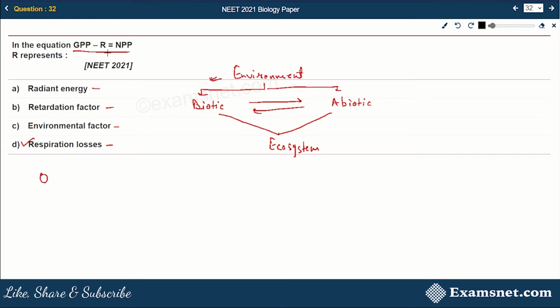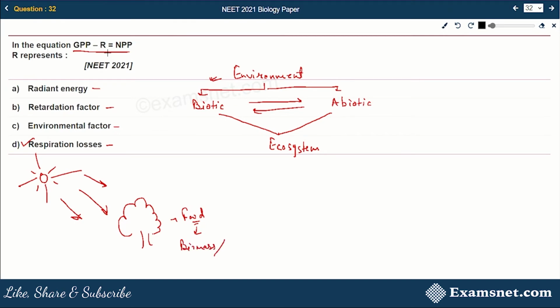Now, the basic requirement for any ecosystem to function and sustain is the constant input of solar energy. Why? Because plants use solar energy to produce food through the process known as photosynthesis. Now, the amount of this food produced in terms of biomass per unit area is known as primary production, and the rate of the biomass production is known as productivity. Now this productivity is of two types: gross primary productivity and net primary productivity.